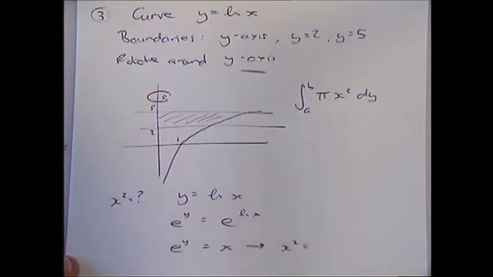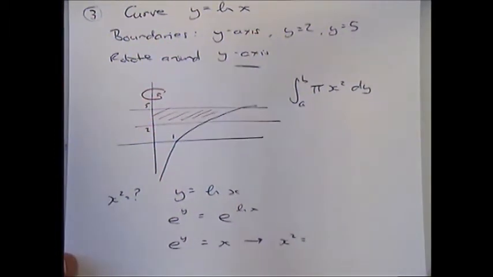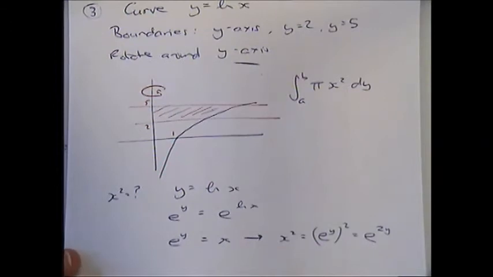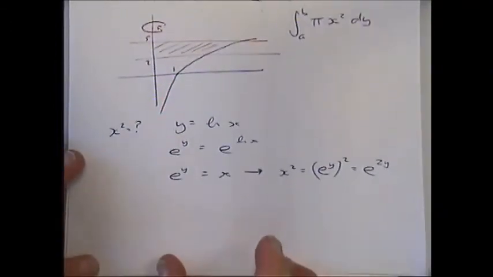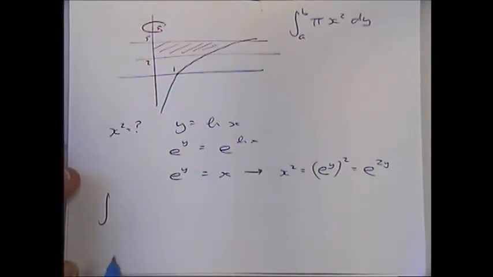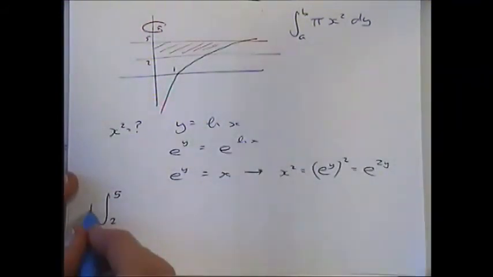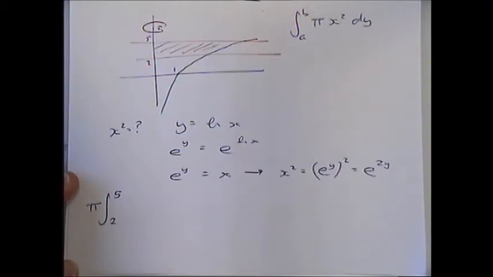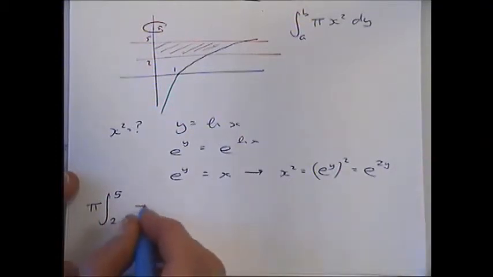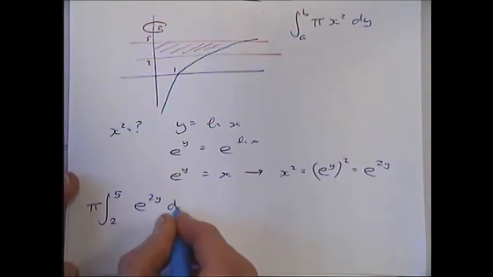So x squared, what will x squared be? Think carefully. It's e to the y squared. Yeah, times the power, so if you're doing a power to a power, e to the 2y. So the integral for this one will become, well, my two limits are going to be the 2 and the 5. The pi I will take outside of the integral sign, and I'm integrating x squared, which is e to the 2y dy.